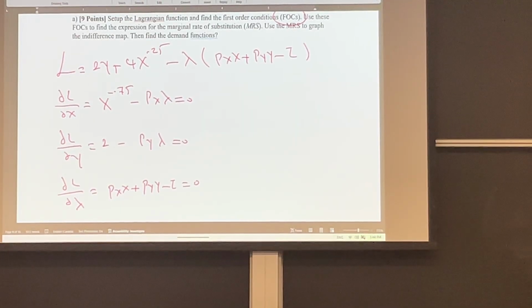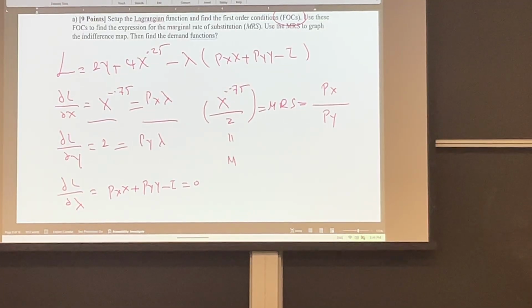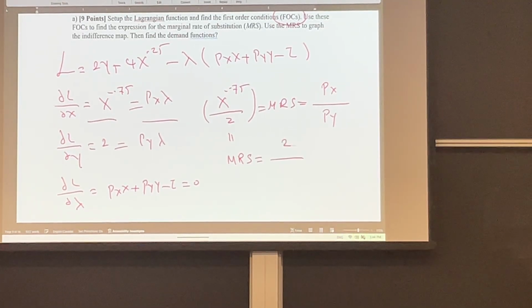We want to eliminate it, and the easiest way to eliminate it is take the first two, rearrange them, and divide them. That will cancel out the one that we don't want, which is lambda. You will end up with this. That is your MRS equal to relative price. If you arrange the MRS, it should look like this. That's your MRS. Make sense?